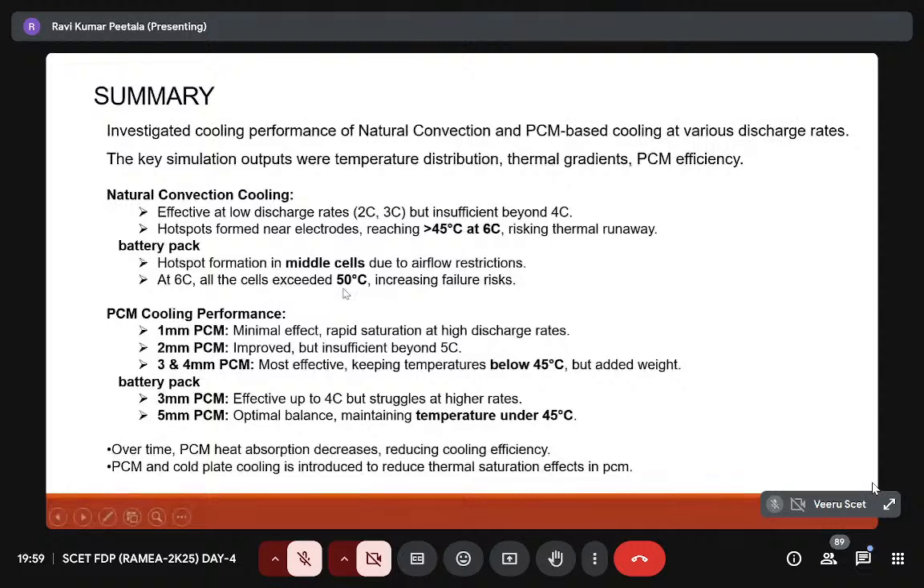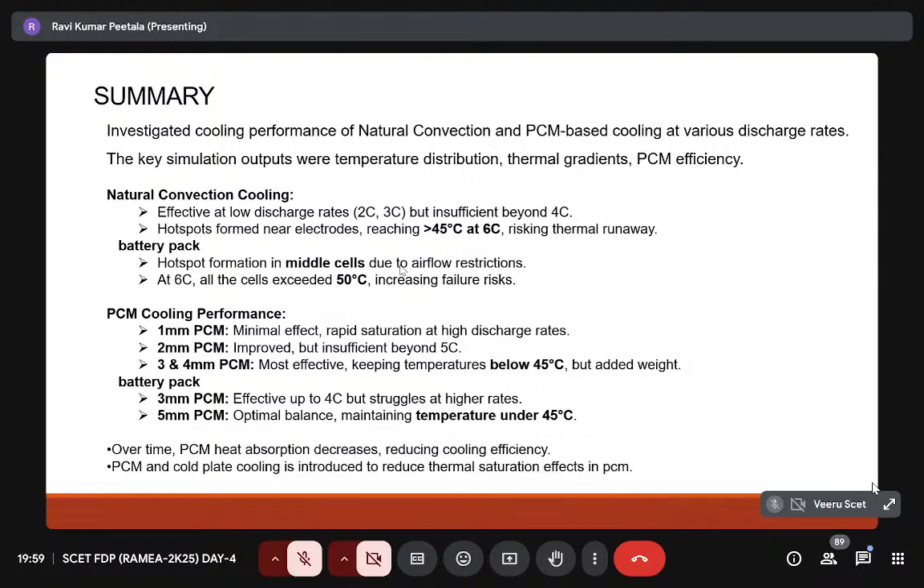And in the case of the battery pack, hotspots are observed in the middle of the cells due to airflow restrictions. So hotspots are observed in the middle of the battery pack. Is the battery pack around 16 by 16 or 16 by 2? So there are cells in between. The proper cooling is not there, which means the temperature increases.